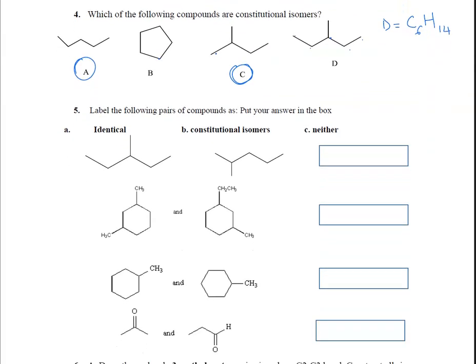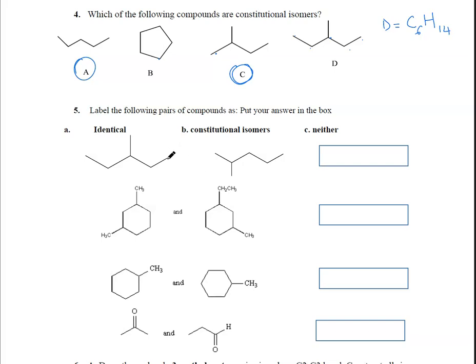Okay, next question is asking to find the relationship between the two pairs of compounds that are given. So if you look at the first one, here again, the best way to check if they are isomers is to check the molecular formula. If they are the same, then they have to be isomers. And constitutional isomers differ by their structures.